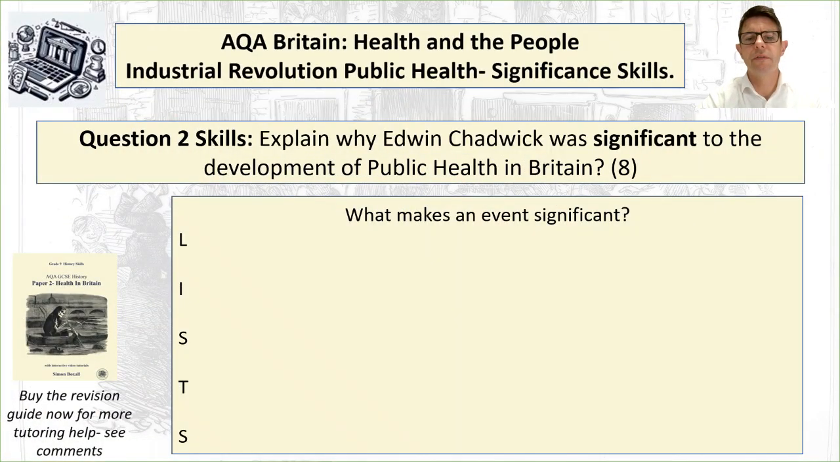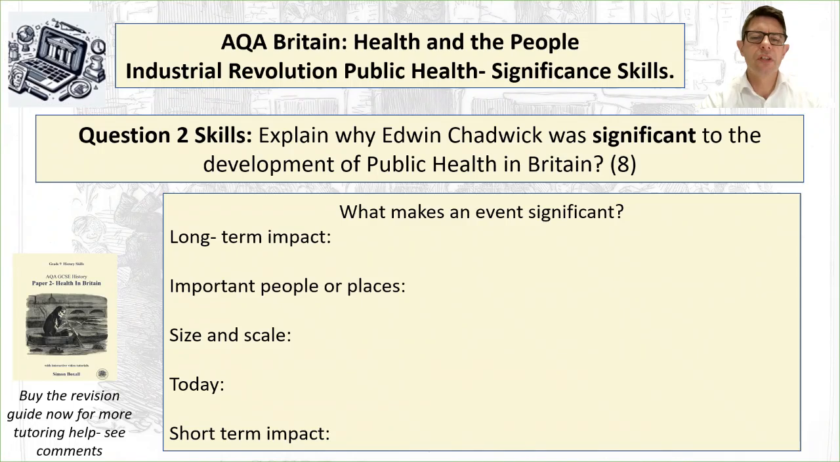So LIST is a phrase I use to help work out significance. It reminds us of some words. Now, L, as I've already mentioned, is for long term. So what are the other letters then? I, S, T, and S. What do you think they could mean? Have a think. See if you can work it out and make a note of them in your revision guide if you can.